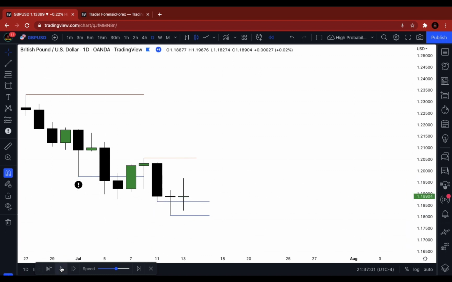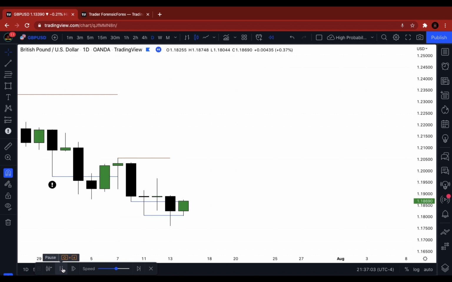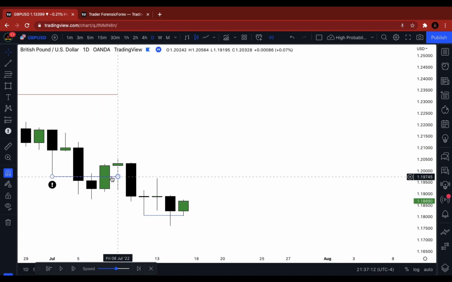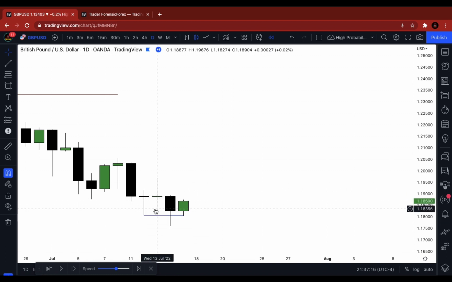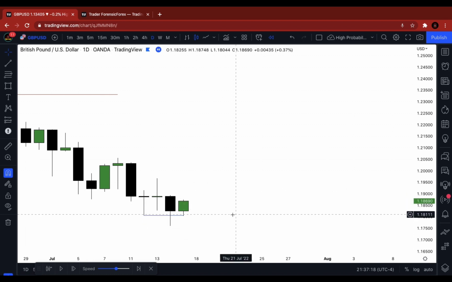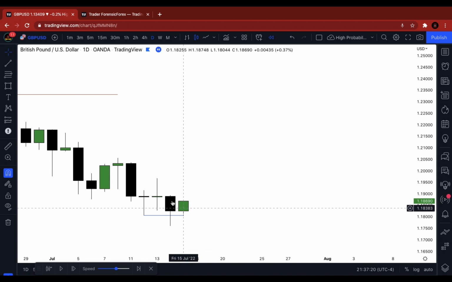Moving forward though, you'll see we do break another swing low, 1, 2, 3. So we'll take this off so we can still follow the message of what's going on. 1, 2, 3. Another swing low is broken. We're waiting for a swing high. Do we have a swing high? We do. 1, 2, 3. That's a swing high.